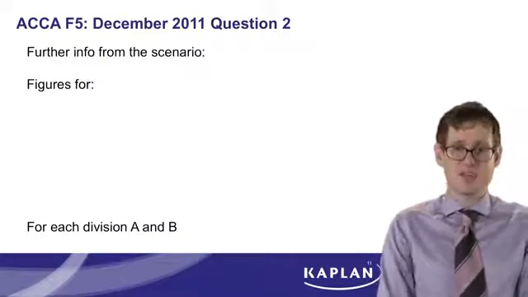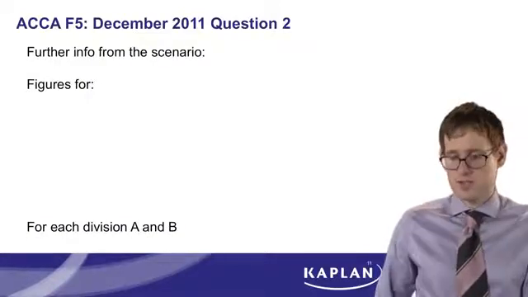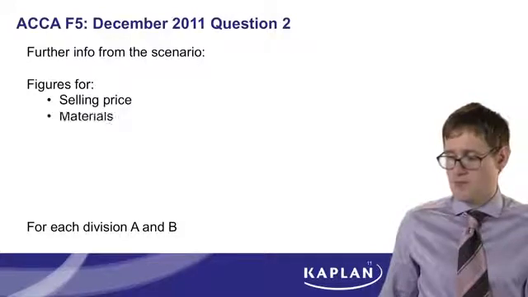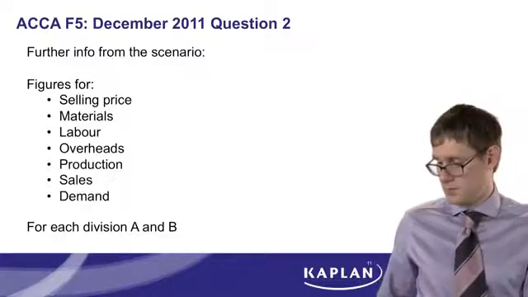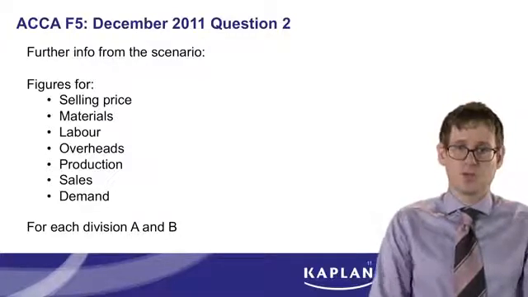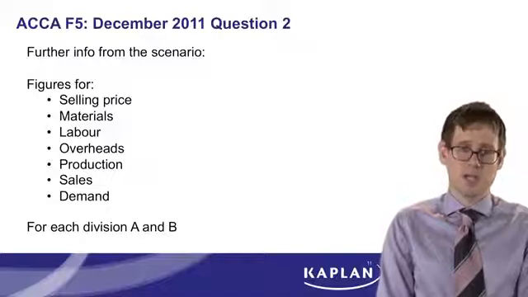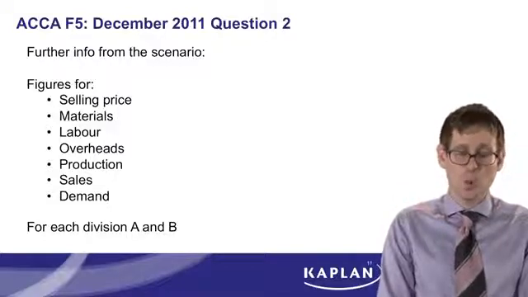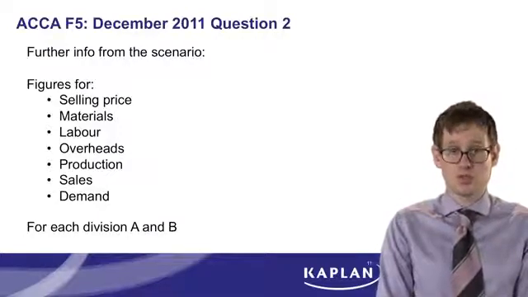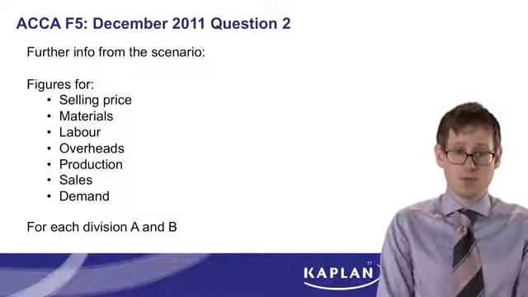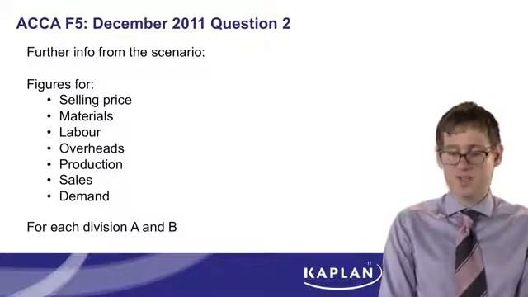What are some of the key figures then that we're given in this question? Well, there's a whole host of them. We've got everything from selling price and materials to labour, overheads, production and sales and demand. You're going to need to make sure that you understand these figures. You aren't going to need all of them for this question, so make sure you can sift through the ones that will be important, firstly for your diagram and then for your profit statement.